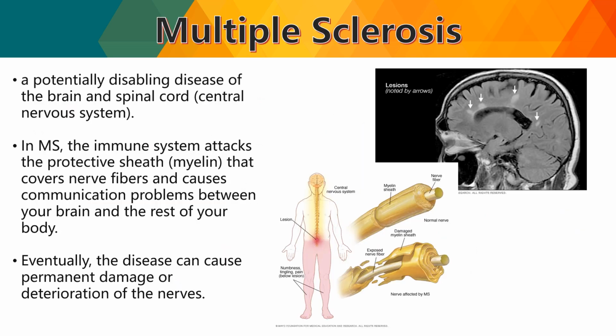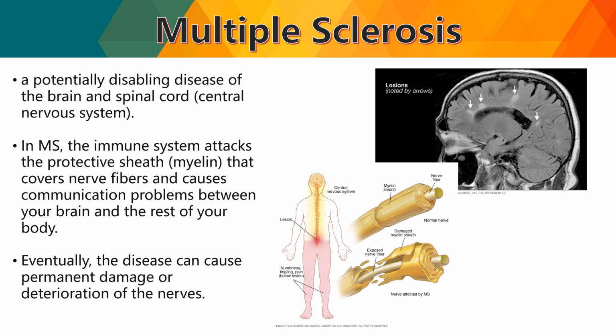So next, you have your multiple sclerosis. This is a potentially disabling disease of the brain and spinal cord. In multiple sclerosis, the immune system attacks the protective sheath or myelin that covers nerve fibers and causes communication problems between your brain and the rest of your body. So eventually, the disease can cause permanent damage or deterioration of the nerves.